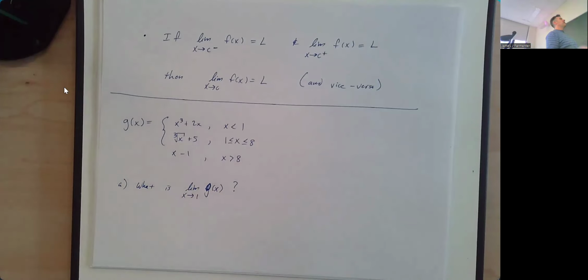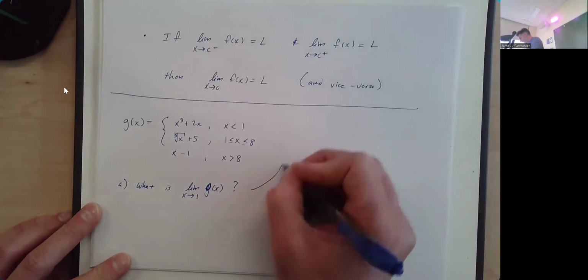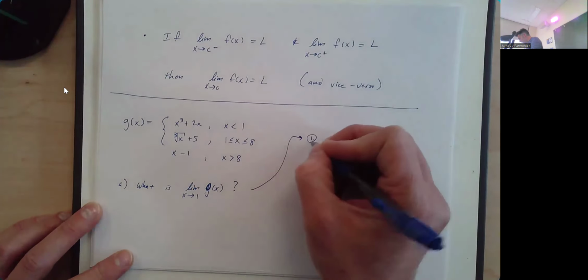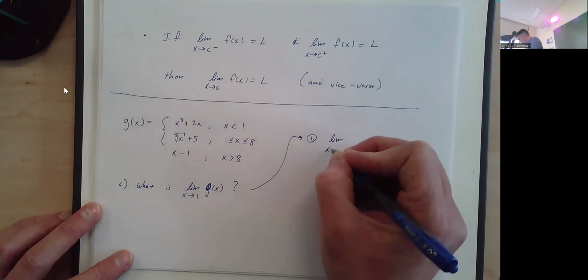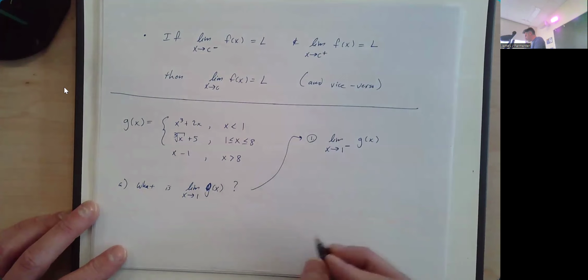To answer a limit question like this, where you can see that the function is defined to be something different on the left of 1 than it is on the right of 1, we have to look at both sides. There's no other choice. So we're going to look at both sides. First, let's look at the limit as x approaches 1 from the left-hand side of g of x.